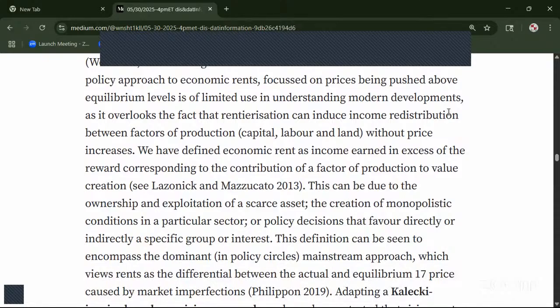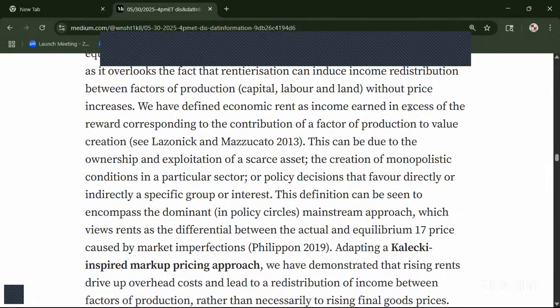We have defined economic rent as income earned in excess of the reward corresponding to the contribution of a factor of production to value creation. This can be due to the ownership and exploitation of a scarce asset, the creation of monopolistic conditions in a particular sector, or policy decisions that favor directly or indirectly a specific group or interest. Now, this definition can be seen to encompass the dominant, that is, in policy circles, mainstream approach, which views rents as the differential between actual and equilibrium price caused by market imperfections.